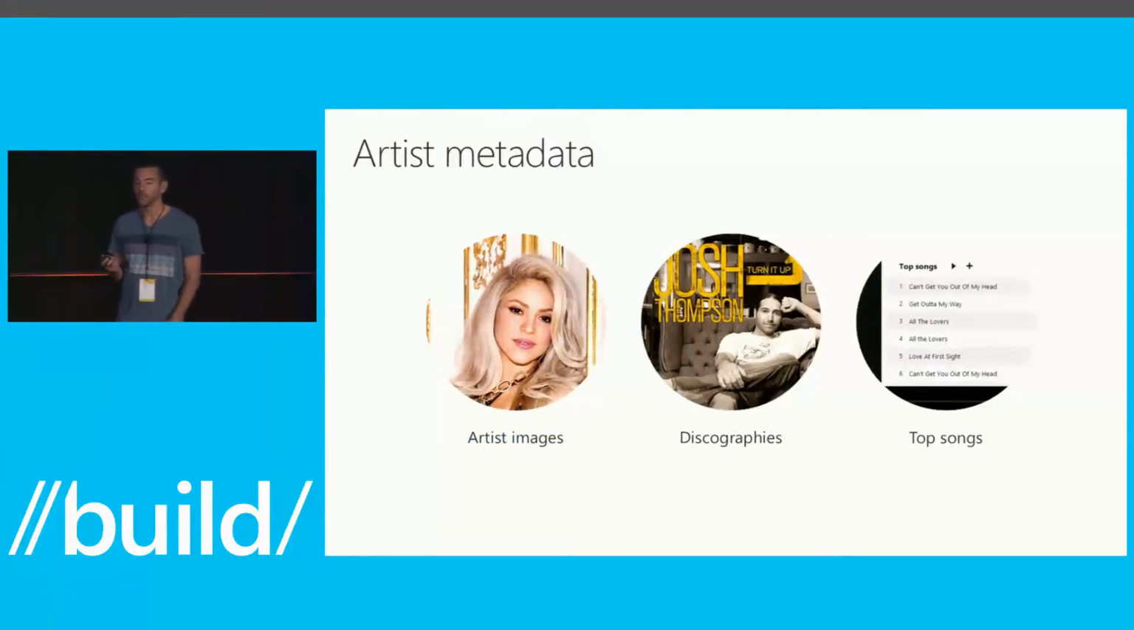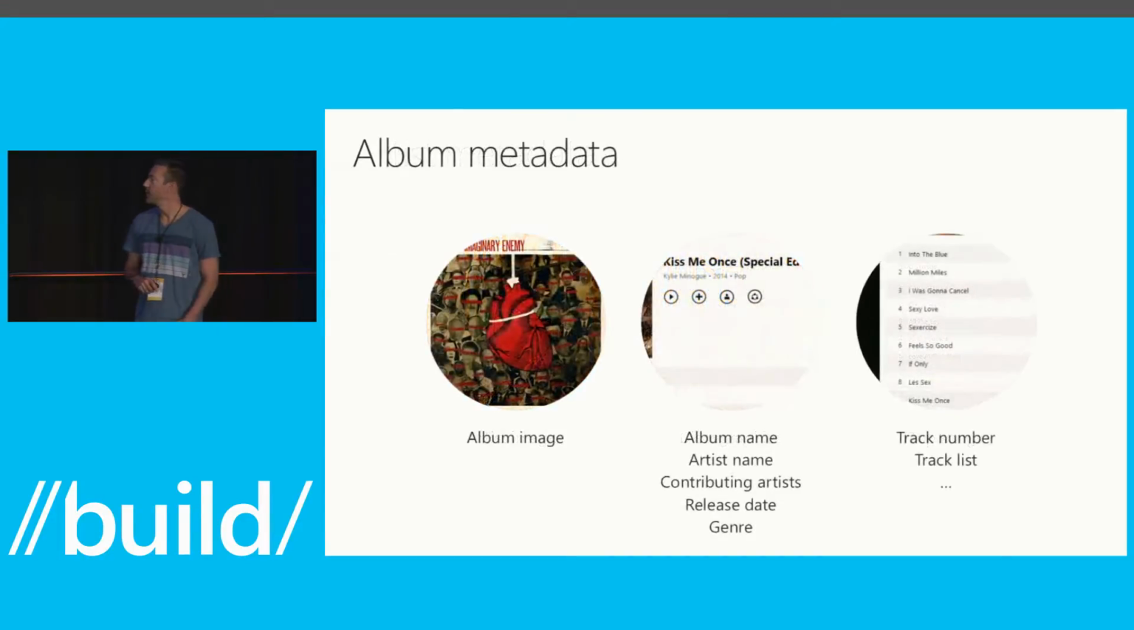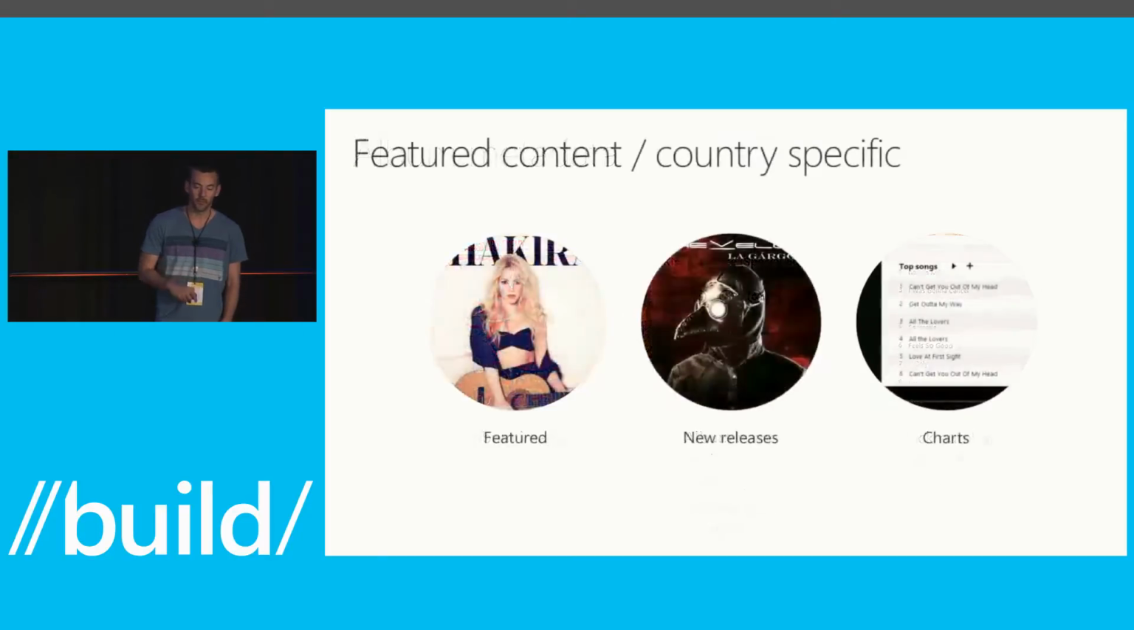With artists, you can pull gorgeous images, album lists, and top songs. Similarly, with albums, you can get album images. And you can get the track list, the genre, and everything else you'd expect with an album.